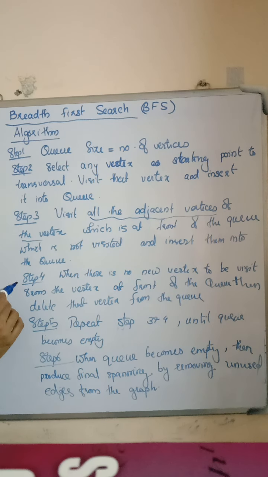In step 5, repeat steps 2, 3 and 4 until the queue becomes empty. In step 6, when the queue becomes empty, then produce the final spanning tree by removing unused edges from the graph. Now we are moving to an example.